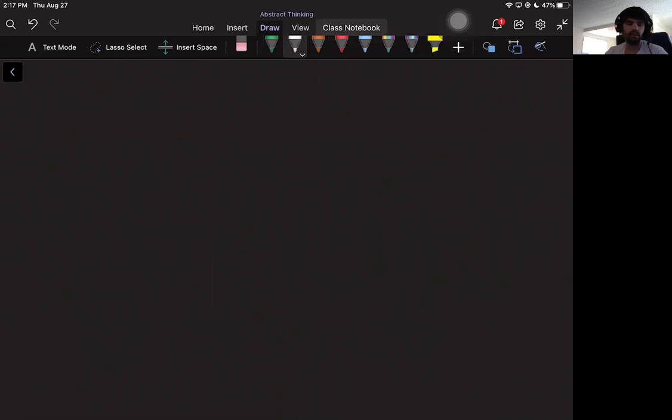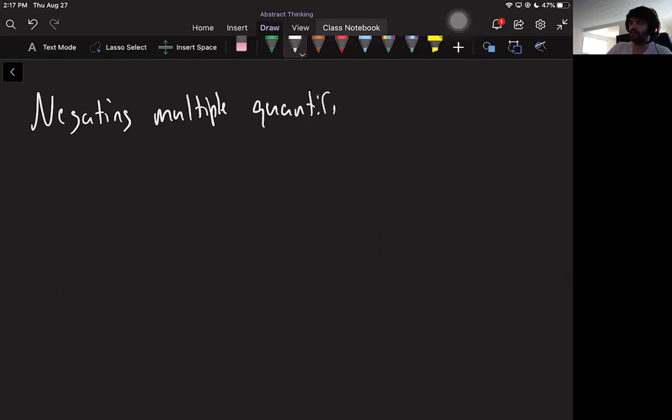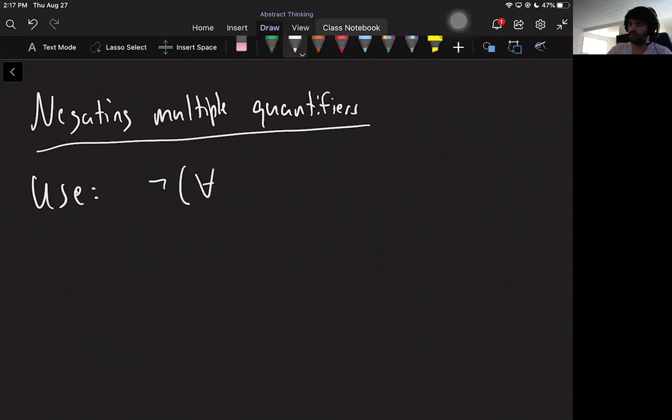Okay, but next what we want to move on to is negating multiple quantifiers. And it's just going to come from previous rules. It's not going to be something too new. So the way it works is you just use the rules we established last time. So let me remind you of those.